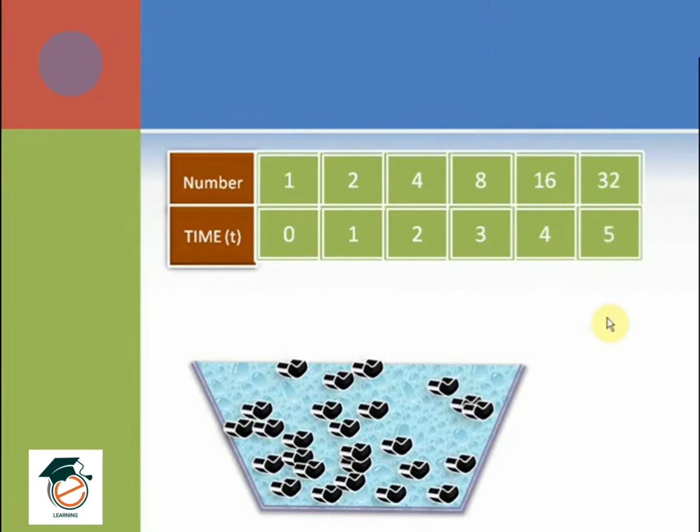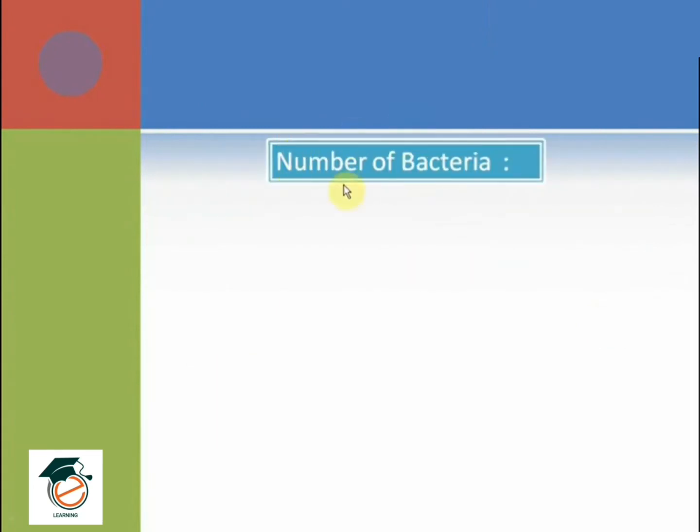So, the question is, are these cells following some pattern? Can you tell me after 20 or 30 hours how many number of cells would you find in this trough? Now let's try to look at the number of bacteria cells and the pattern they are actually following.